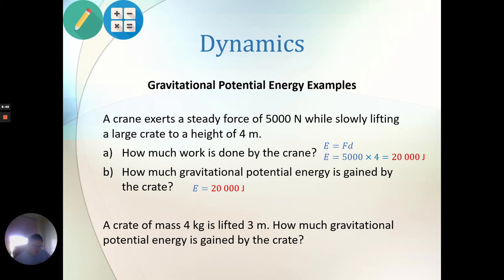A crate of mass 4 kilograms is lifted 3 meters. How much gravitational potential energy is gained by the crate? This time we do use E equals mgh. We substitute in the numbers to give us 4 times 9.8 times 3, which gives us 118 joules gained by the crate.